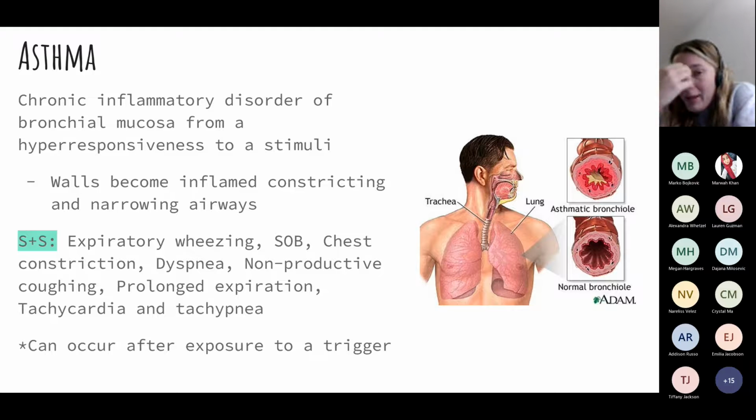Asthma is pretty common. It's just an inflammatory disorder in response to an allergen. The signs and symptoms can range from mild to severe, but usually you'll be able to auscultate and hear an expiratory wheeze on these patients. And they're going to be coughing, but it's going to be a non-productive cough. Whenever we have a productive cough, we're thinking more infection. But if we have a non-productive cough, there's no infection involved in asthma. It's just a hyperresponsiveness to a trigger.